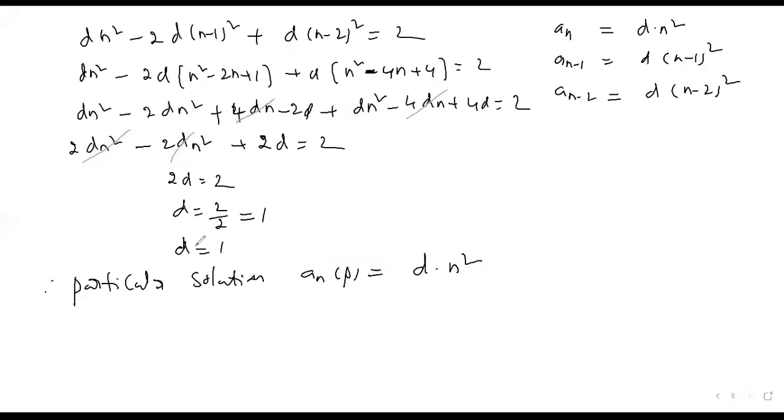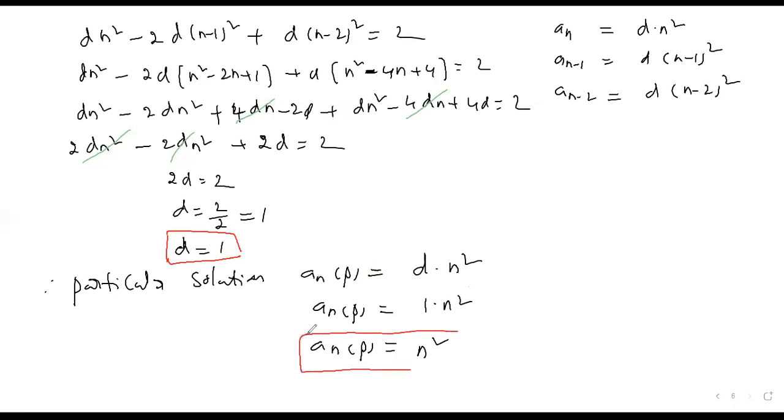Here d value already you calculated. Therefore, a_n of p equals to d value is 1 into n square. Finally, a_n of p equals to n square. This is our required particular solution. Are you clear? Yes or no? Are you understood? This is a_n of p.